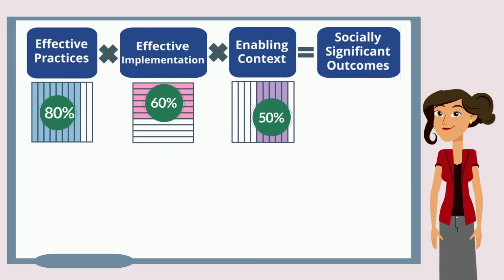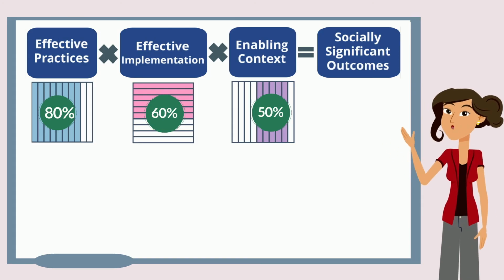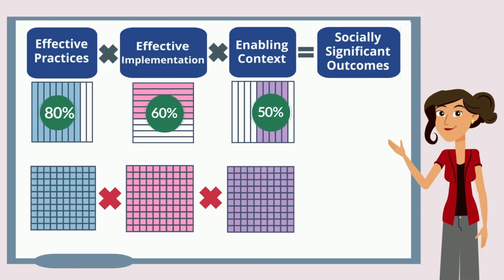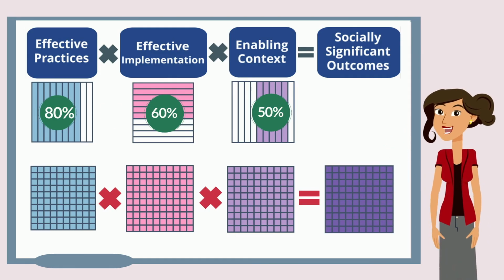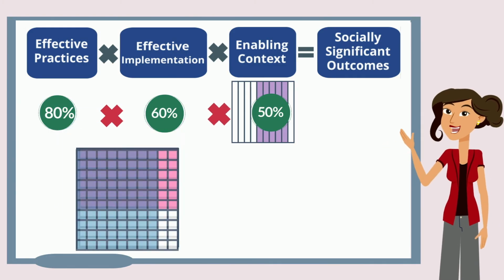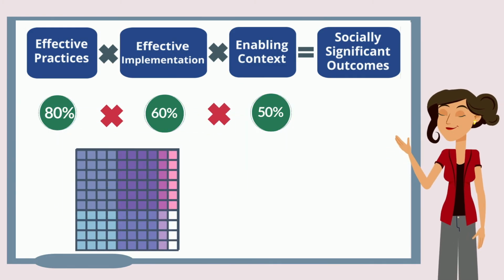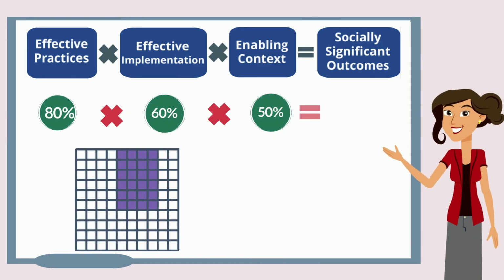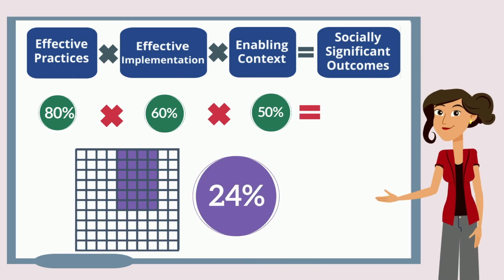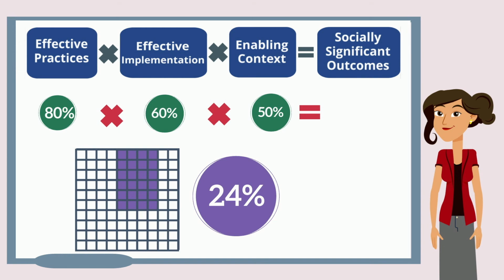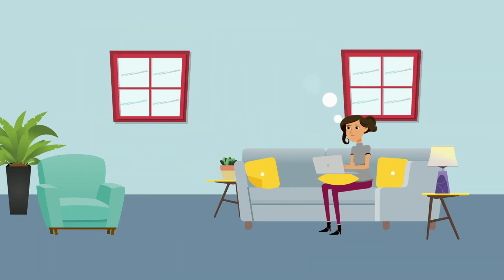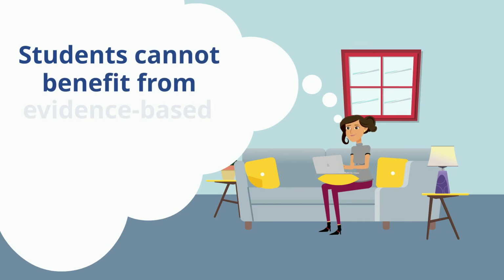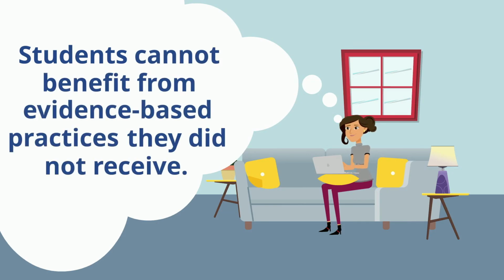Okay, so what does all this mean in terms of student outcomes? If we had 100% of each factor, students at Freedom Elementary would have the best chance of improving literacy outcomes. But if we have 80% times 60% times 50%, our total effectiveness drastically drops to 24%. With all their hard work, they are only seeing about a quarter of the effectiveness, so the outcome is deeply impacted. Principal Perkins realized that students cannot benefit from evidence-based practices they did not receive.